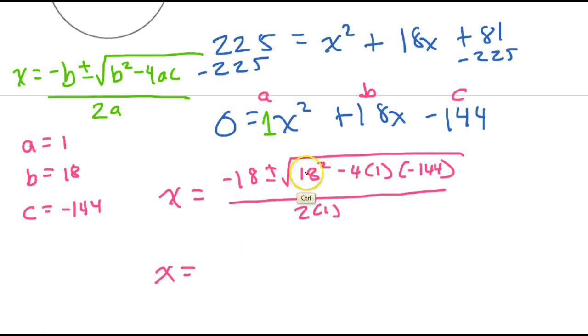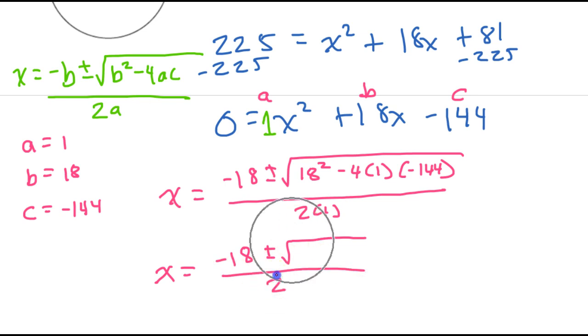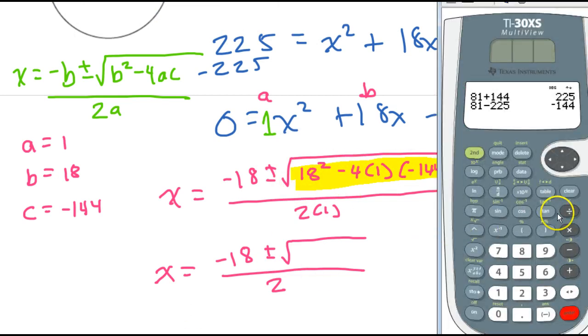Now, I always like to start by calculating the part under the radical first. So I'm just going to leave this negative 18 plus or minus the square root. All right, 2 times 1 is just 2. So I'm about to just calculate this part. I'm basically putting that in my calculator right now. So if I do that, just the part underneath the radical, that's going to be 18 squared minus 4. I don't really need to put the 1, I'll just go ahead and put it just this once, minus 144.